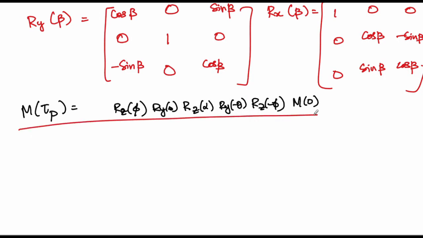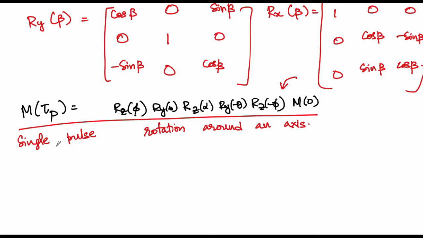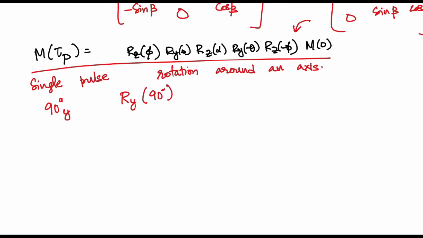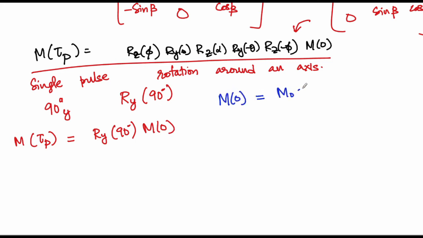Although this expression looks quite huge and the matrices look daunting, the single pulse experiment will help you understand how to apply this. Each of the pulses can be thought about as rotation around an axis. Let us say you are trying to apply a 90 degree pulse along the y-axis. That will be given as the rotation matrix along y with a 90 degree. So let's take an example. Say that we are starting from equilibrium, and therefore m of tau p, that is how does the magnetization look after the application of the pulse, would be given by Ry of 90, meaning that you are applying a 90 degree pulse along the y-axis with the starting magnetization. For the sake of simplicity, we can take the starting magnetization as something like m naught along k.